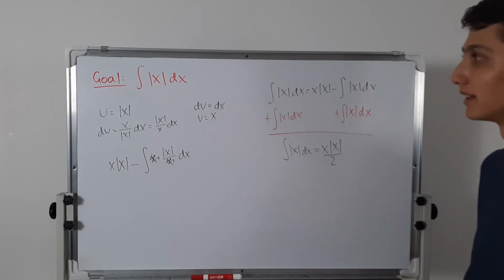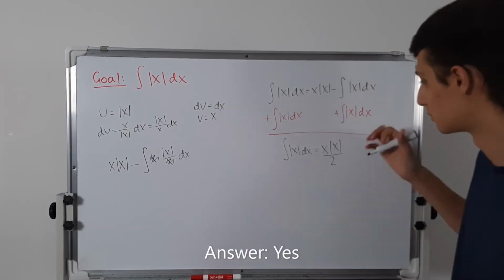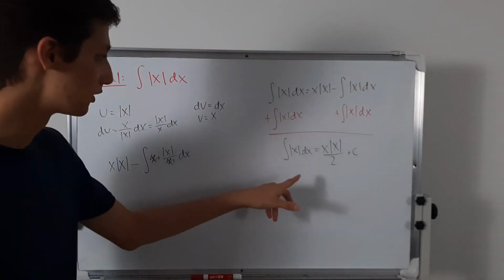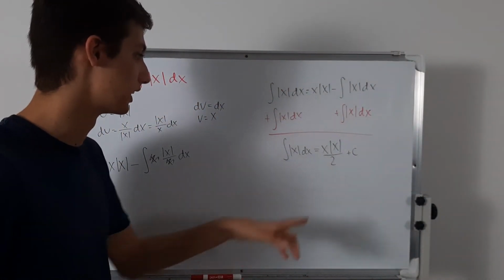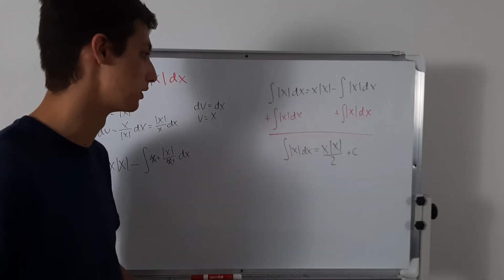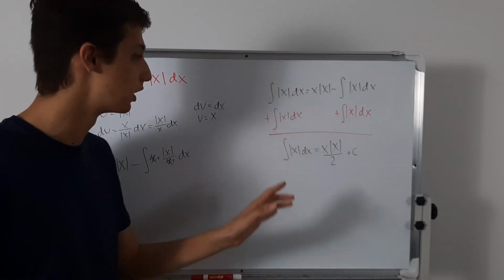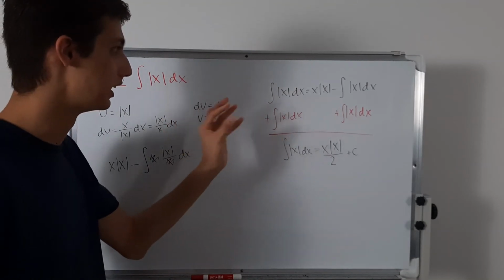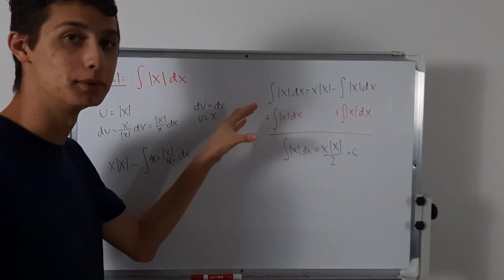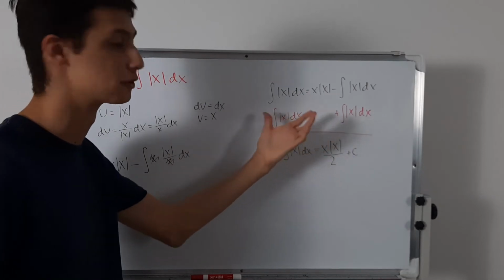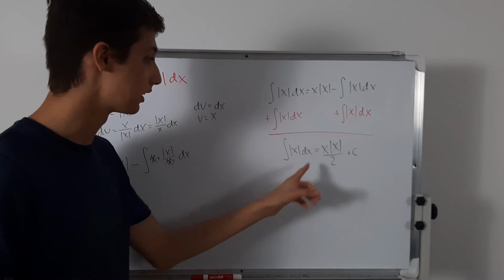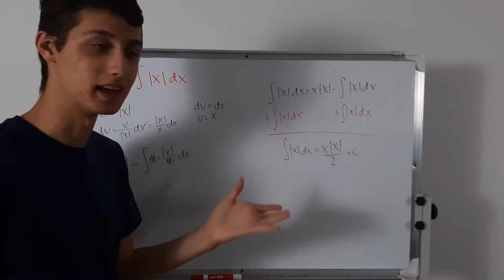Now, do we need a plus c? Yeah, the integral of the absolute value of x dx is equal to x times the absolute value of x over 2 plus c. So this is a really cool way of doing this, and it's not a very common way to solve an integral to have some sort of equation like this, but it's really cool whenever you get to use it. One last thing, I want to make sure that this actually makes sense.